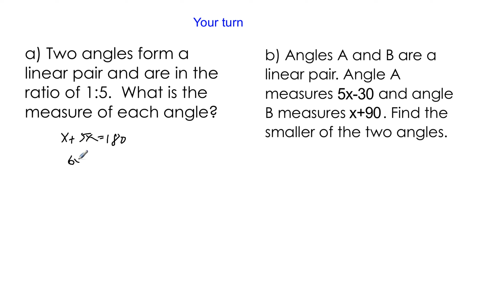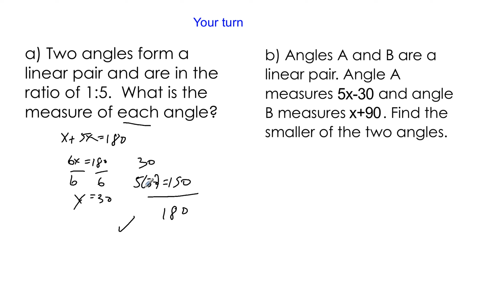So x plus 5x is 6x. 6x is equal to 180. You divide both sides of your equation by 6, and x is equal to 30. So they're asking, what is the measure of each angle? The first angle, x, is going to be 30. The second angle, 5x, 5 times 30, is going to be 150. And we know this works because 30 plus 150 is equal to 180. So that is correct. The measures of the angles are 30 and 150. So my answers are 30 and 150.